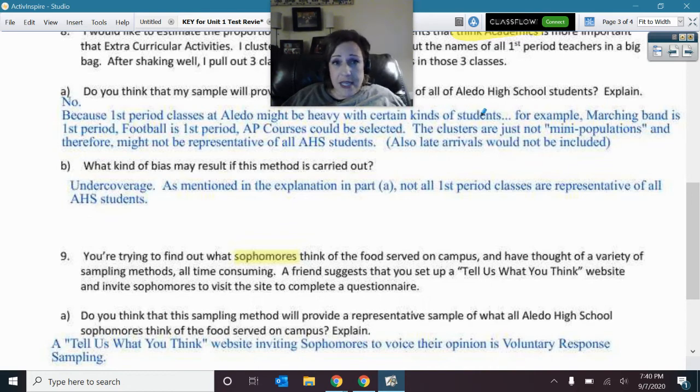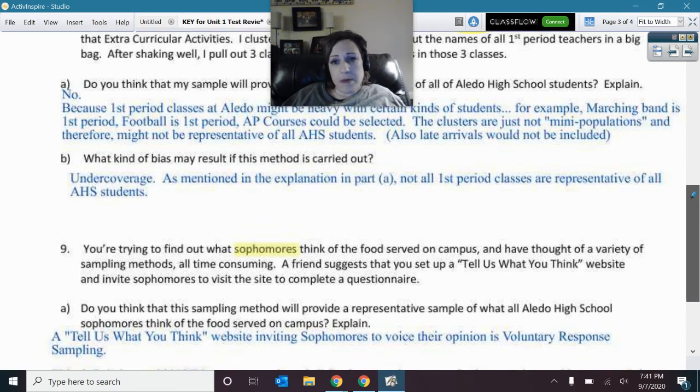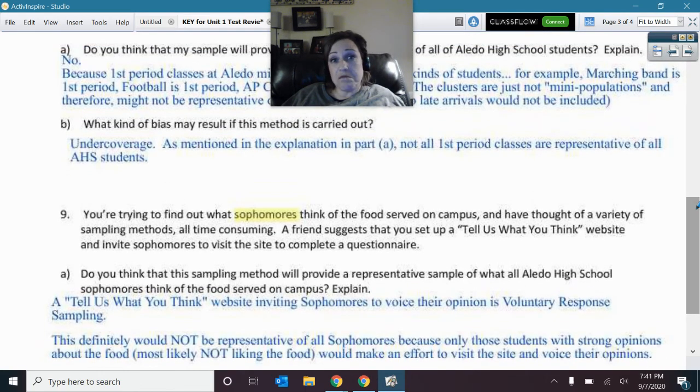For example, marching band is happening, or band classes are happening first period. Football is happening first period. Maybe an AP course, or 3 AP classes, could be selected. So the bottom line is that those clusters are not mini populations, and wouldn't be representative of all AHS students' opinions about academics. Okay. Also, keep in mind the late arrival people aren't included, so that may be an issue. So, what kind of bias is this? Well, that's definitely undercoverage.